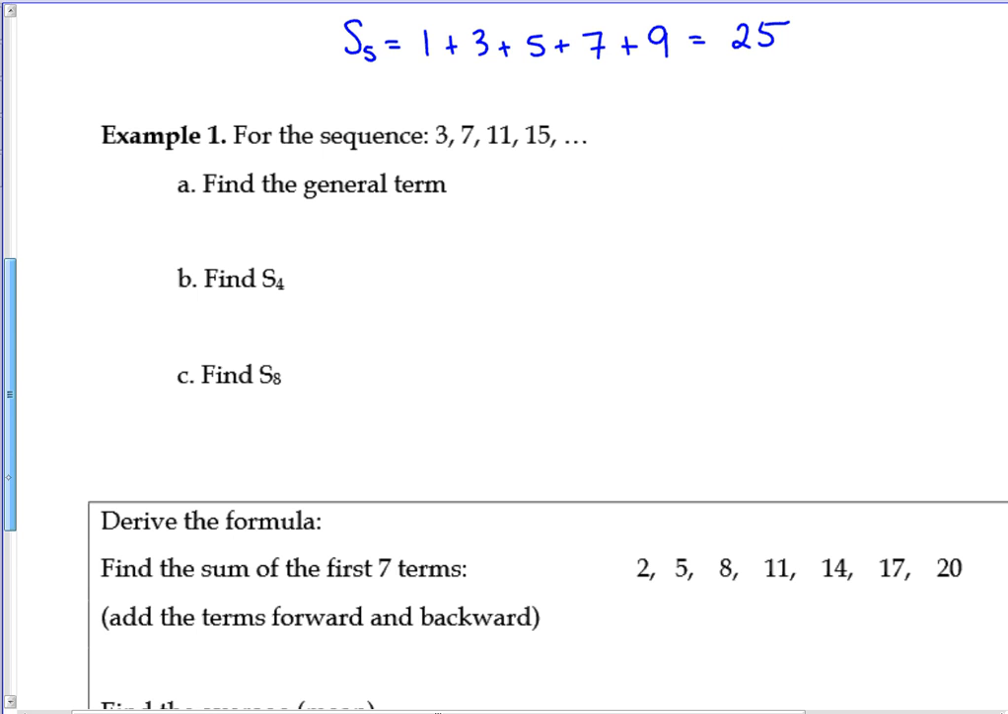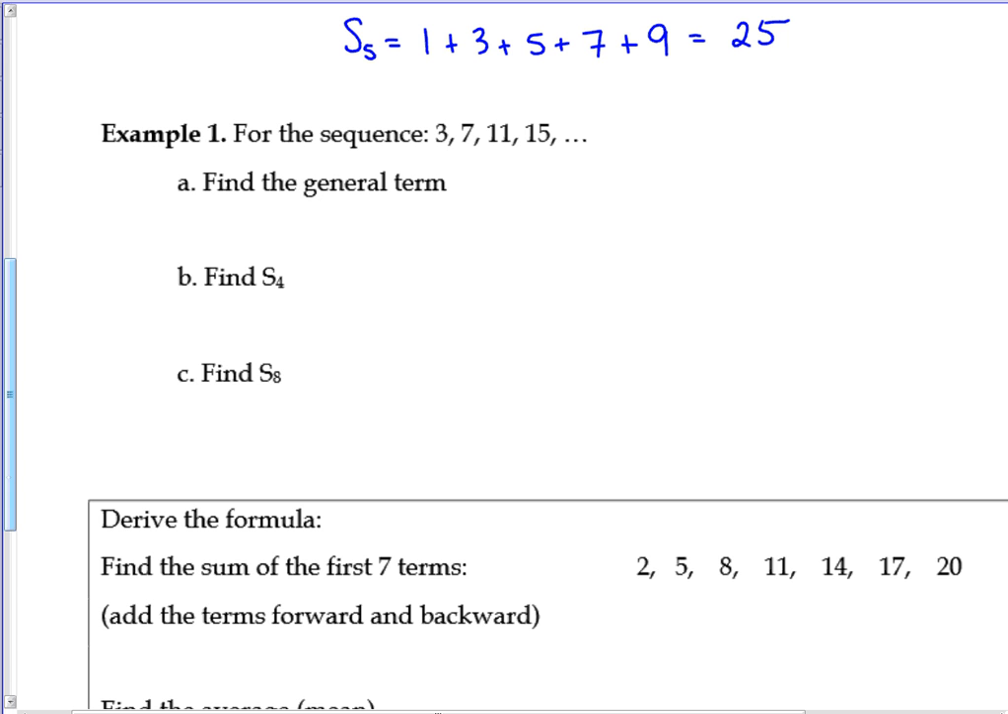For this sequence here, let's figure out the general term. Do you remember what the general term is? We want the equation, the formula. And it's always T of n. T of n equals. That's just a general formula or general equation for the sequence. So let's plug it into the formula.